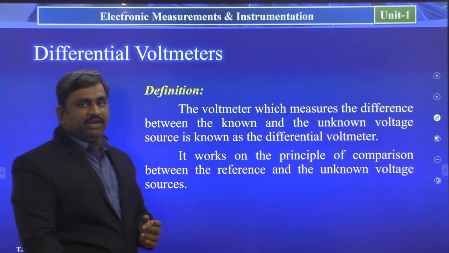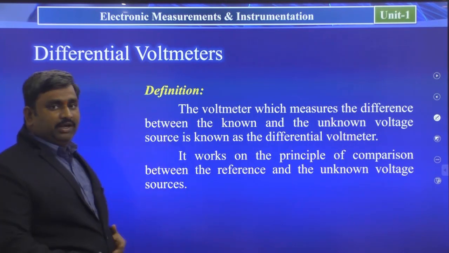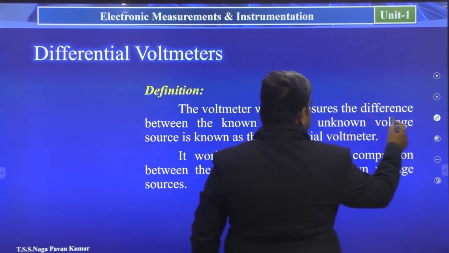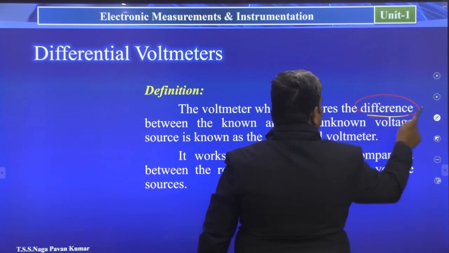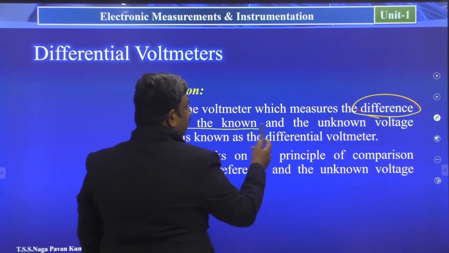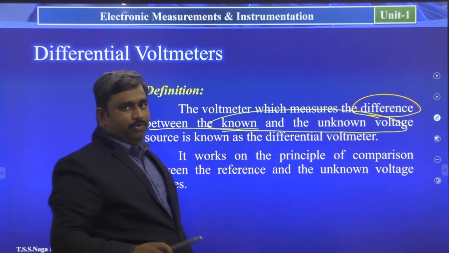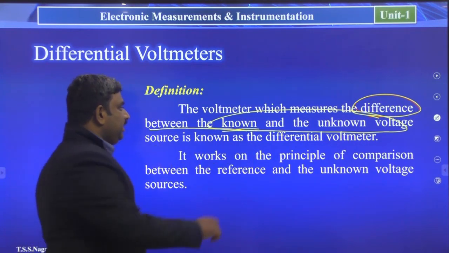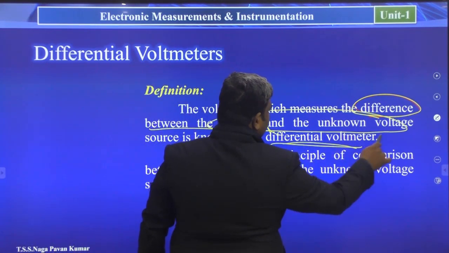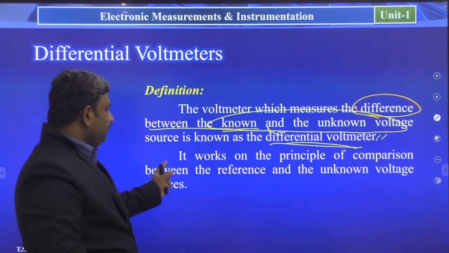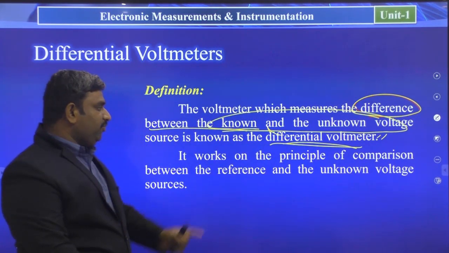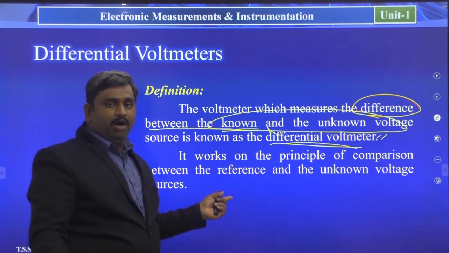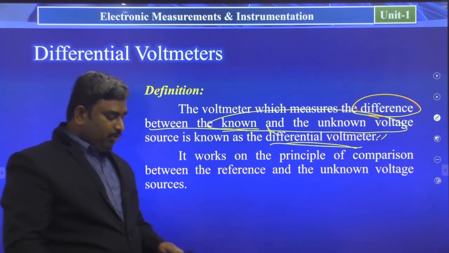Now first we will see the definition of the differential voltmeter. The voltmeter which measures the difference between known and unknown voltages is known as a differential voltmeter. This is very important. It works on the principle of comparison between the reference voltage and the unknown voltage.